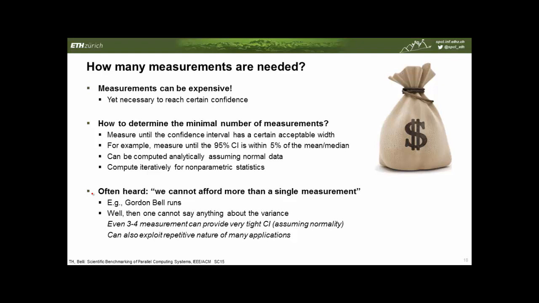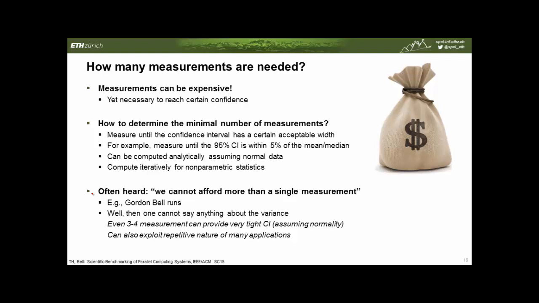So I recommend actually measuring until, again, this 95% confidence interval is within some distance from the median or the mean. Remember, if you do nonparametric statistics, you use the median. If you assume normality or any stronger assumption on the distribution, you can use the mean. In general, I would use the median as a more stable measure. But of course, this depends on exactly what you want to do.